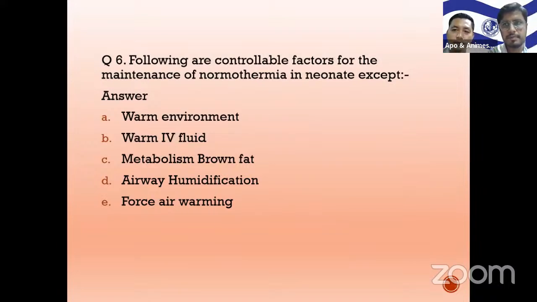Okay, so the next question for the audience. The following are controllable factors for the maintenance of normothermia in neonates, except: warm environment, warm IV fluids, metabolism of brown fat, airway humidification, and forced air warming.